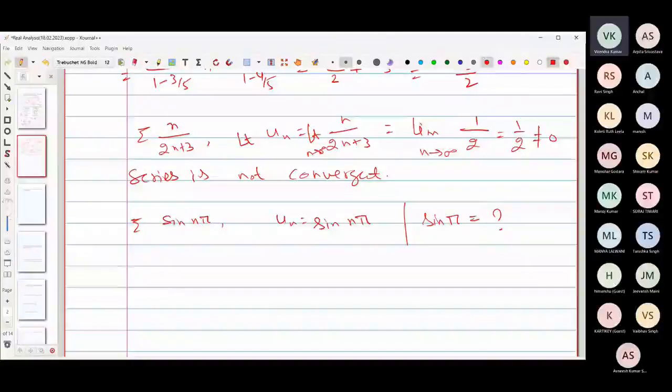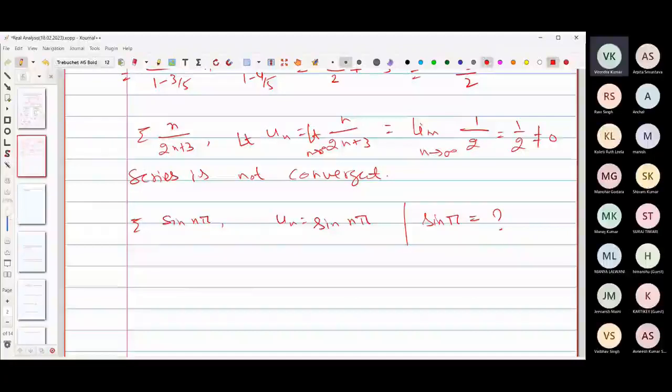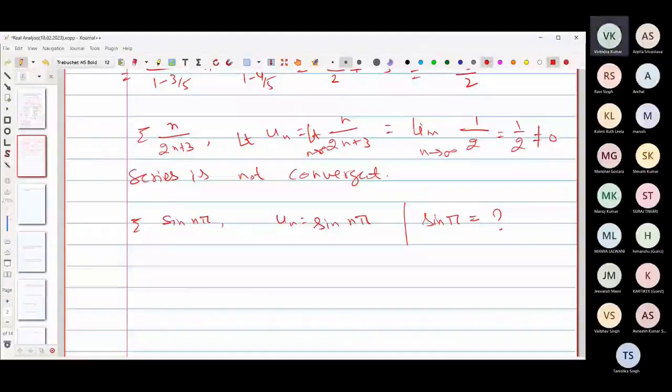In the first case, u_n is cos nx, and this doesn't converge to 0. In the second case, v_n is sin nx, and this also doesn't converge to 0 because this depends on the value of x.